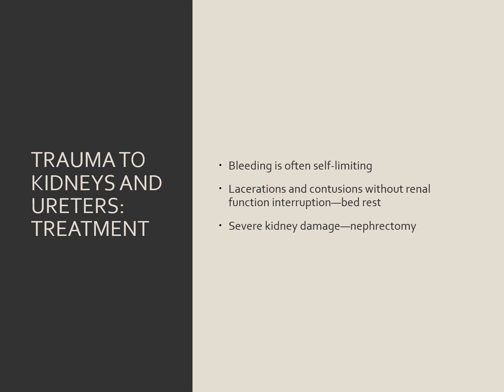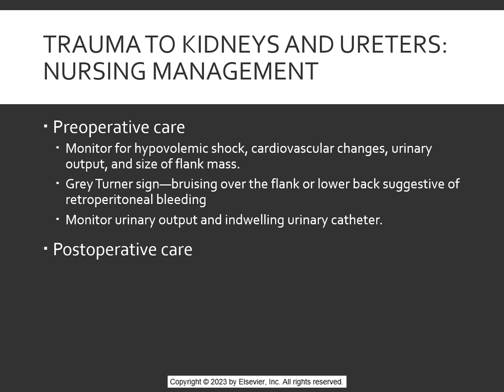Bleeding in the kidney is often self-limiting. The nephrologist may advocate for a period of watchful waiting to see whether the kidney can be saved. If the kidney is severely damaged, the patient may undergo a nephrectomy. A comprehensive plan for dealing with problems associated with multiple trauma is necessary. Preoperatively, the patient will be monitored closely for signs of hypovolemic shock, cardiovascular changes, urinary output, and the size of the flank hematoma. An indwelling catheter will allow for close observation of urinary output.